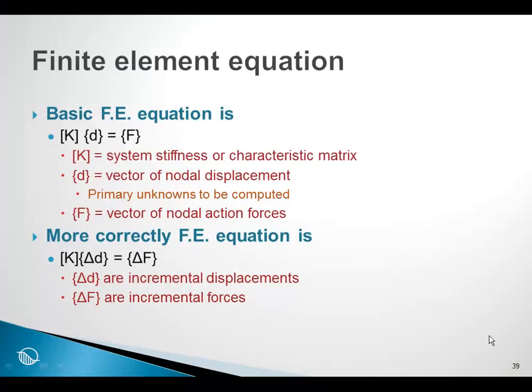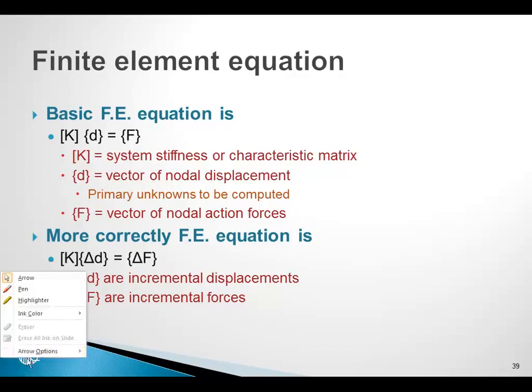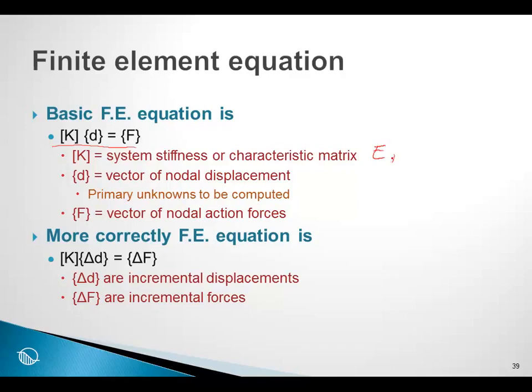The basic finite element equation for SIGMA/W reduces down to this very simple equation here, where K is the system stiffness or characteristic matrix. It includes the material properties such as E and Poisson's ratio and volume or area. D is a vector of nodal displacements, and it is also known as the primary unknowns that need to be computed. And F is a forcing vector or a vector of nodal action forces.